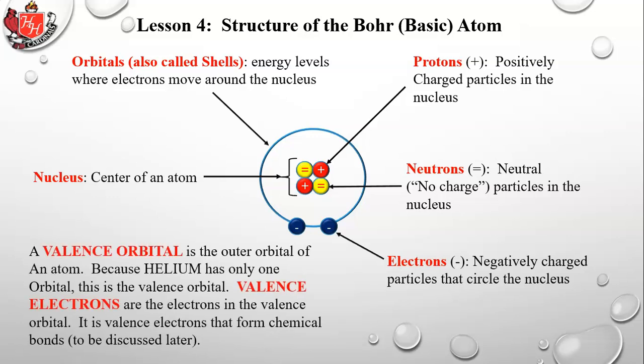A valence orbital is the outer orbital of an atom. Because helium has only one orbital, this is the valence orbital. Valence electrons are the electrons in the valence orbital. It is the valence electrons that form chemical bonds, to be discussed later. So valence simply means outside, outermost.